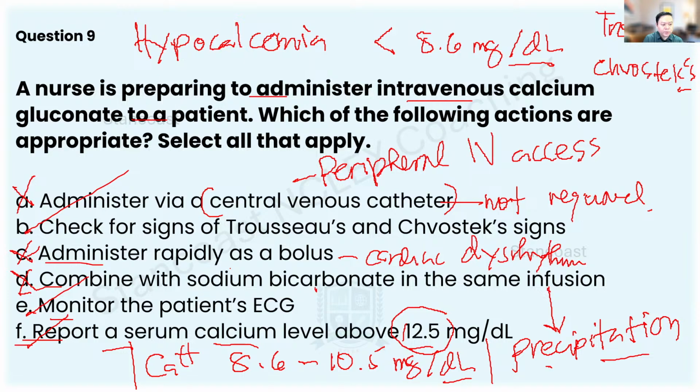Very good. Thank you, Gul. So our correct answers here are letters B, E, and F. We know that letter F is already high, but reporting it would also be beneficial.